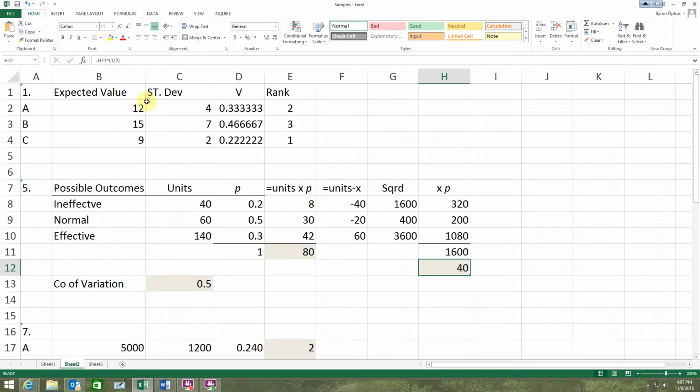You can see I did that one the hard way up there. I could probably do that one in my head though. The square root of 1600 is 40, so 40 is my standard deviation, right? And 80 is my expected value. So my coefficient of variation then is my standard deviation divided by my expected value, so simply equal to standard deviation divided by expected value.